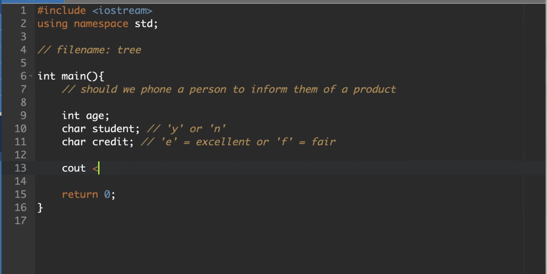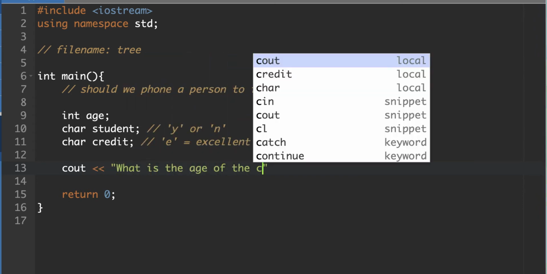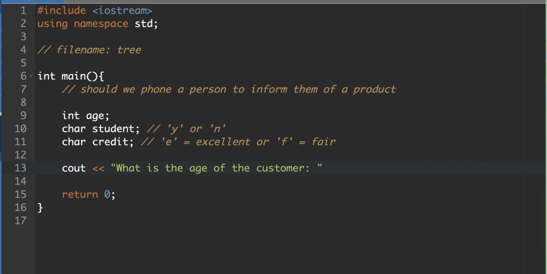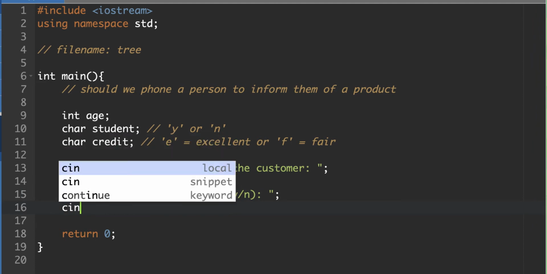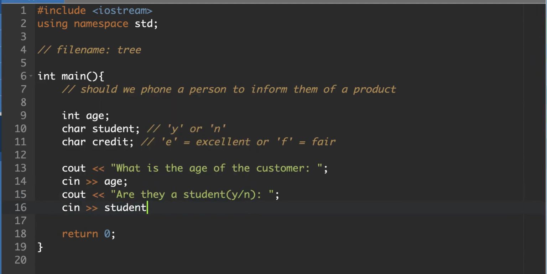So cout, what is the age of the customer? We'll cin the age here. The next question we'll ask is, are they a student? This one is going to be a yes, no question, so we'll cin student.